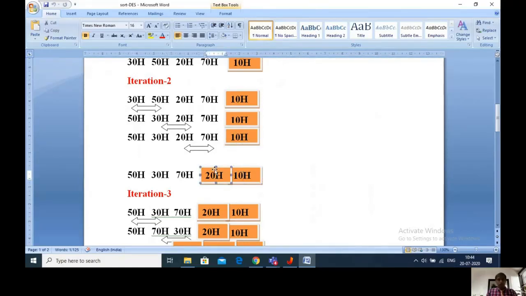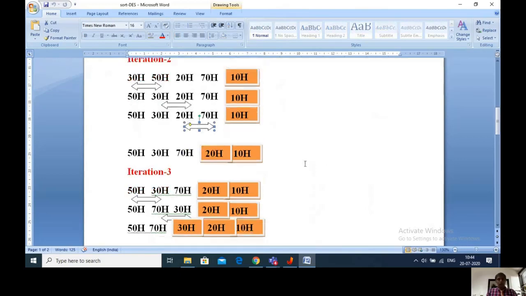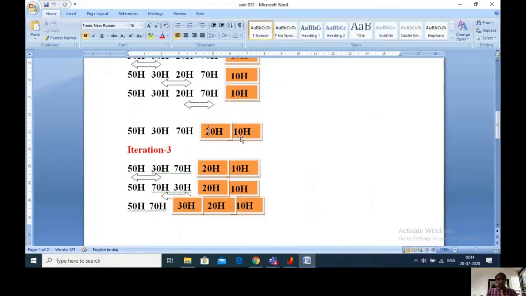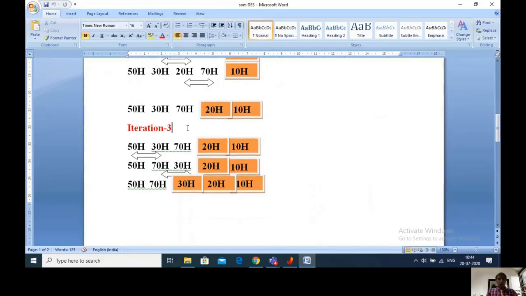So we already achieved 10. Now the second smallest number we got from the second iteration. Here the number of comparisons is 3 only. So the first iteration has 4 comparisons, whereas the second iteration has 3 comparisons only. Now at the end of the second iteration we get 2 smallest numbers. Now coming to the third iteration.